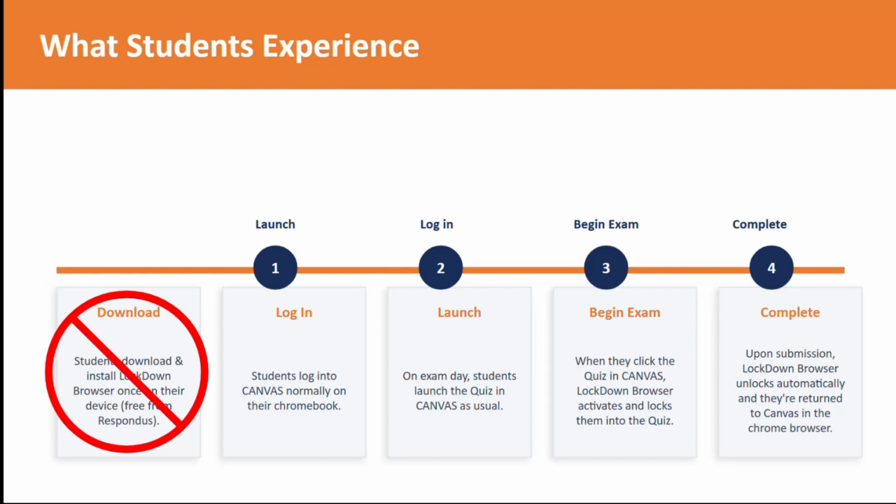All they do is log in as normal. They'd open up their Chromebook, log into Chromebook, and go to Canvas. When it's time to take a test, they would launch the quiz in Canvas as usual, and that's where Lockdown Browser will just pop up and take over. Then they'll be inside the Lockdown Browser for the quiz. Once they submit the quiz, it'll go back to regular Canvas, back in the Chrome browser, and they'll be out of the Lockdown Browser. So submit gets them out of it.